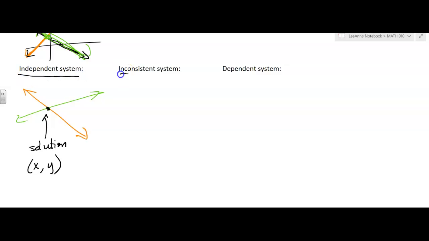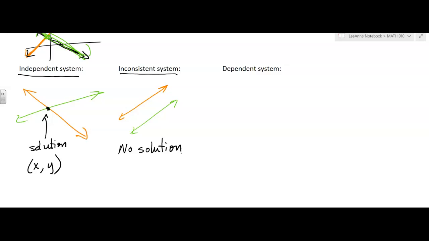You can also have what's called an inconsistent system. Do all lines intersect? No, because some lines are parallel. So you could have a line like this, and then you could have another, different line that runs parallel. They're not going to ever cross, and so there is no solution here. There's no point that will satisfy both equations, okay? And that's called an inconsistent system.